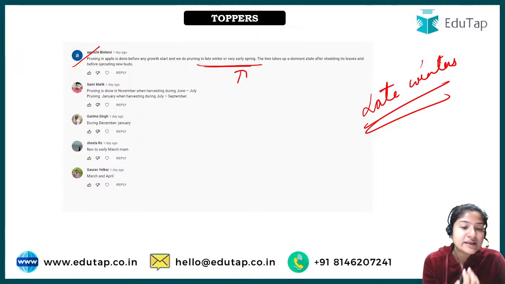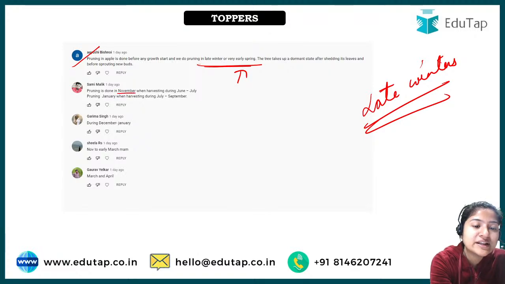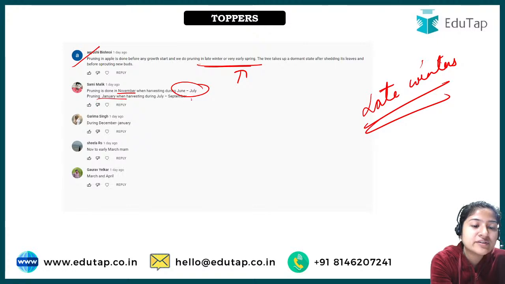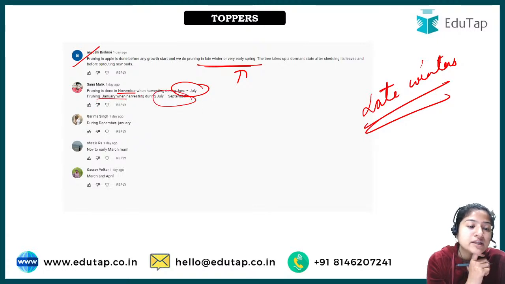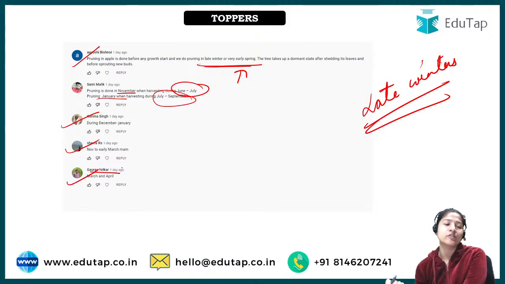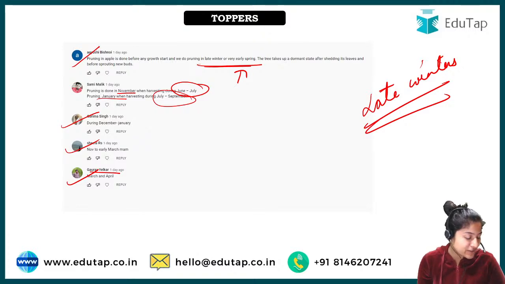And Sami Malik has given one statistic, that pruning is done in November, when harvesting of the fruits is done in June, July, and pruning in January, when harvesting is done in June, September. Then we have December, January. Garima is right. Sheila is also right. November to early March and April: Gaurav, I am a little bit confused about which sources you have referred to, because it is usually done in late winters. I can still think of early summers, or early spring, but maybe you can share which source you referred to for better understanding.